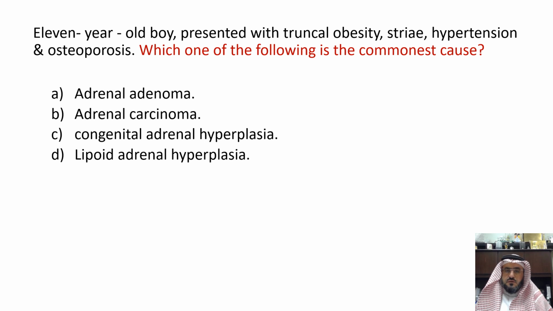An 11-year-old boy presented with truncal obesity, striae, hypertension, and osteoporosis. What do you think this combination fits, which diagnosis? Yes, this is the classical combination of Cushing syndrome. You are right, Cushing syndrome. The question: which one of the following is the commonest cause of Cushing syndrome? And the answer is adrenal adenoma.